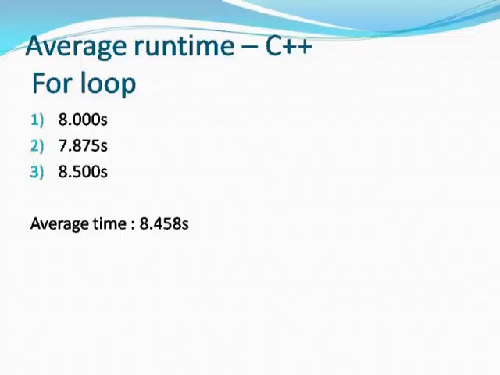After executing 3 times, here also we are going to analyze the time taken for the executions. For the first time, it took 8 seconds to execute 10,000 iterations. Second time it took 7.875 seconds. Third time it took 8.5 seconds. Average is 8.458 seconds.